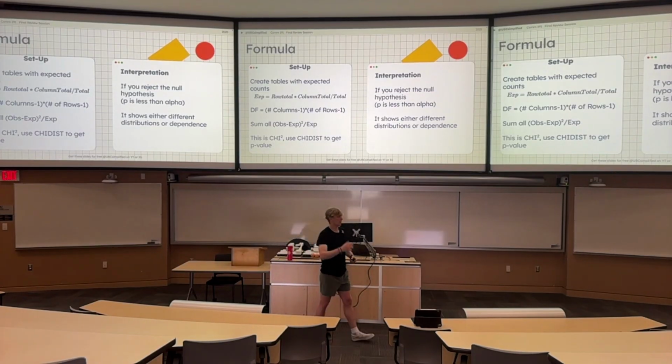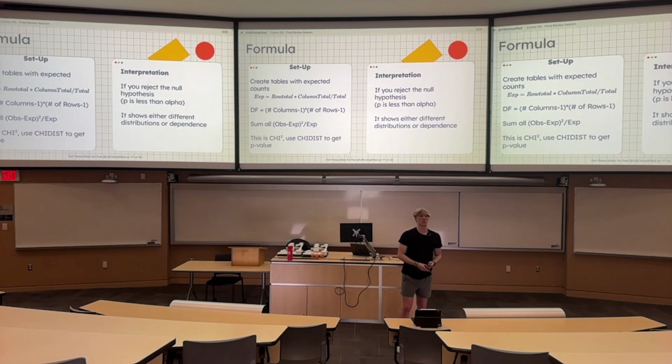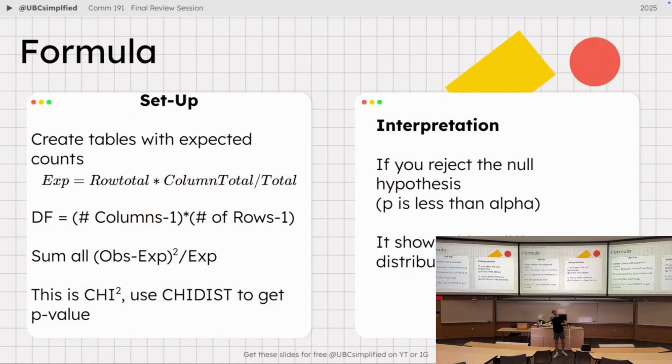So in order to set this up, we'll get all of your observed data in cells, and then you're going to create a bunch more cells for your expected. What's that going to be? You're going to take the row total of that cell times the column total of that cell, and divide that by the total of your data collection. That'll give you your expected. And your degrees of freedom will depend on the number of columns and the number of rows you have, because we'll have more estimations from there.